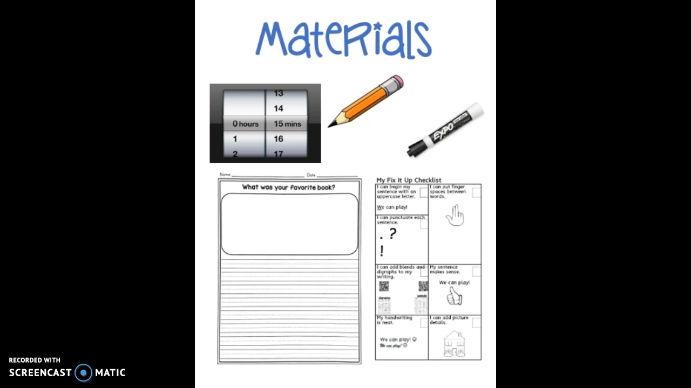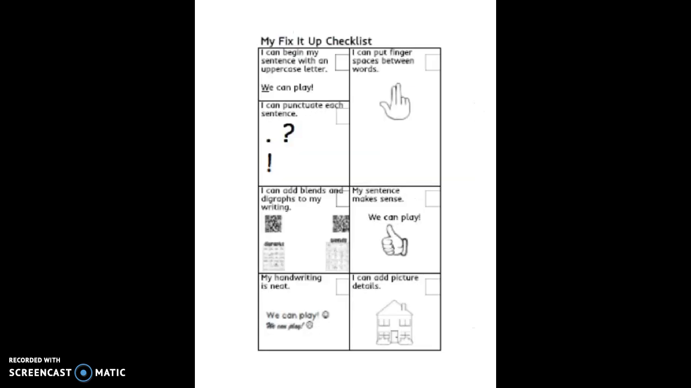Good job. Now the first thing you need to do is set your timer for 15 minutes and start the timer. Pause the video while you go and set your timer. All right, welcome back, boys and girls. Let's look at our green Fix It Up checklist. We are going to start with I can begin my sentence with an uppercase letter.